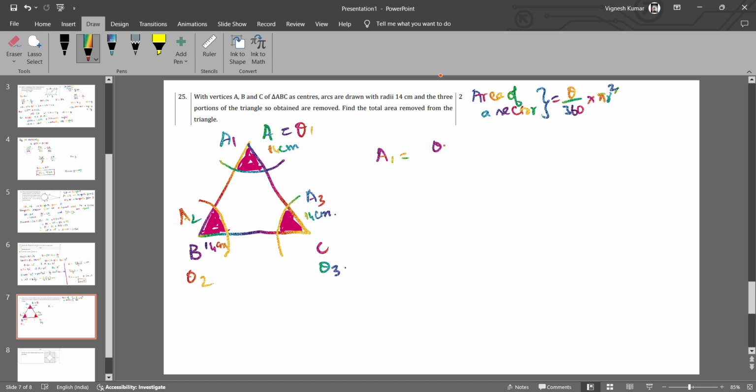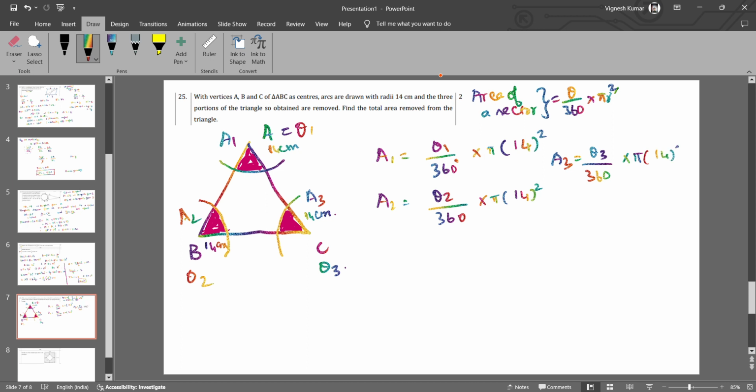So A1 will be theta 1 by 360 degree into pi, r is 14 here, 14 square. A2 will be theta 2 by 360 into pi 14 square and A3 will be theta 3 by 360 into pi 14 square. So the sum of these areas is the total area removed from the triangle. So the total area required is equal to A1 plus A2 plus A3.